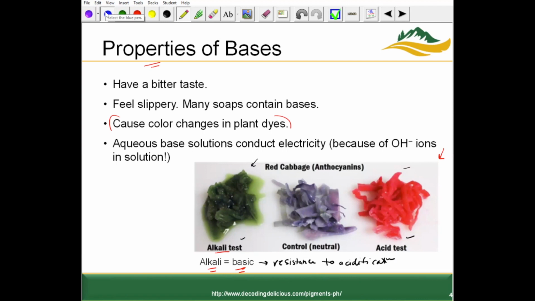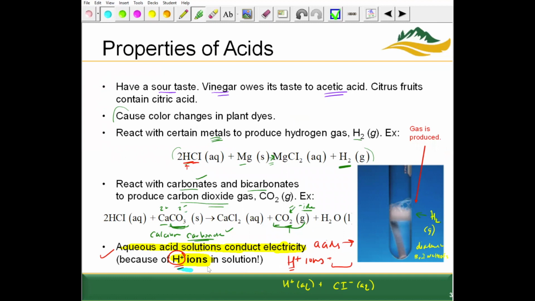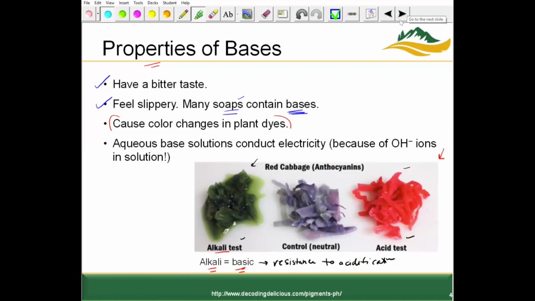Then additionally, for properties of bases, they have a bitter taste. They can feel slippery, like many soaps contain bases. So think, a soap is definitely slippery. Detergents are slippery. It's likely because they contain a base component. Then, as mentioned, for acids that dissociate into H+ ions in solution, really importantly, bases also conduct electricity.